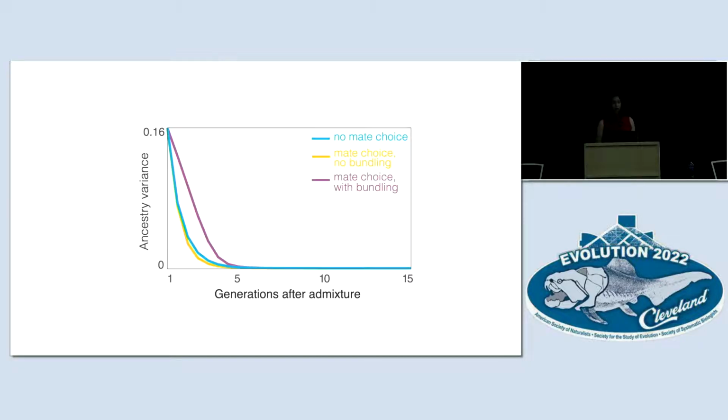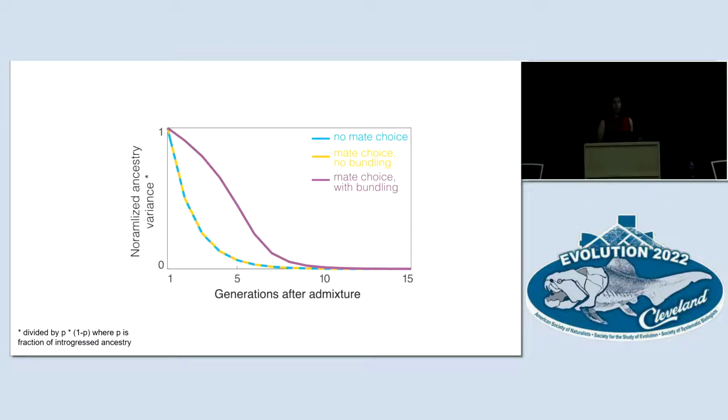Now, another way to look at this is to directly track the variance in introgressed ancestry within this population over time. And we can go further and acknowledge that this variance in introgressed ancestry is going to depend partially on the fraction of introgressed ancestry in the population, and normalize for differences in that fraction. When we do this, we see, as expected, in the two scenarios in which there's no bundling effect, the variance in introgressed ancestry is decaying rapidly. Whereas in the scenario where there's mate choice with the bundling effect, this bundling effect is maintaining ancestry variance for longer, therefore allowing selection to act more efficiently against introgressed ancestry for a longer time period.